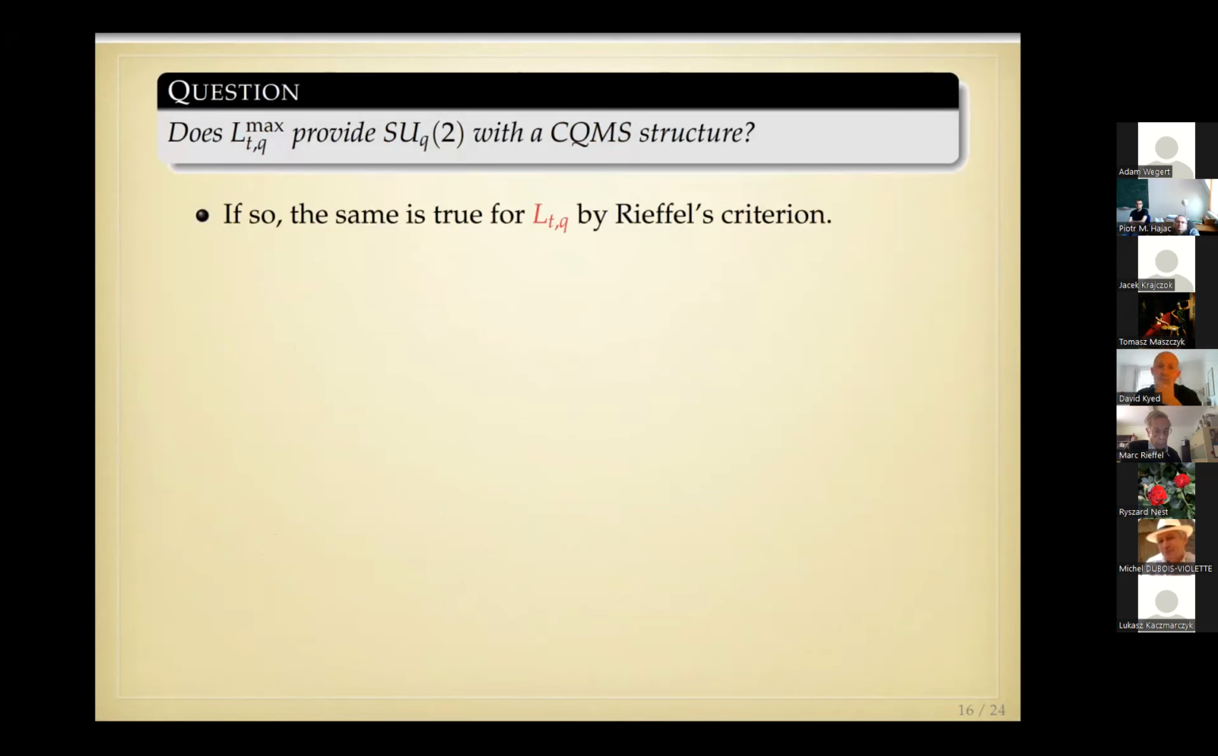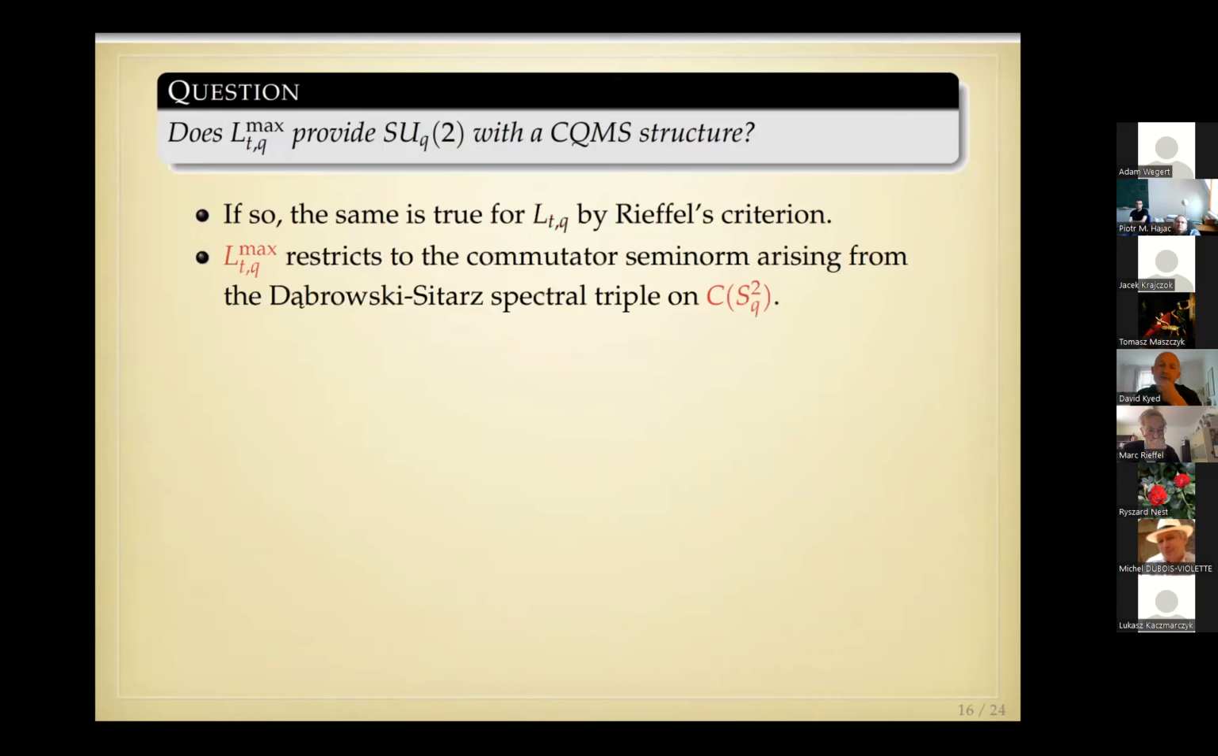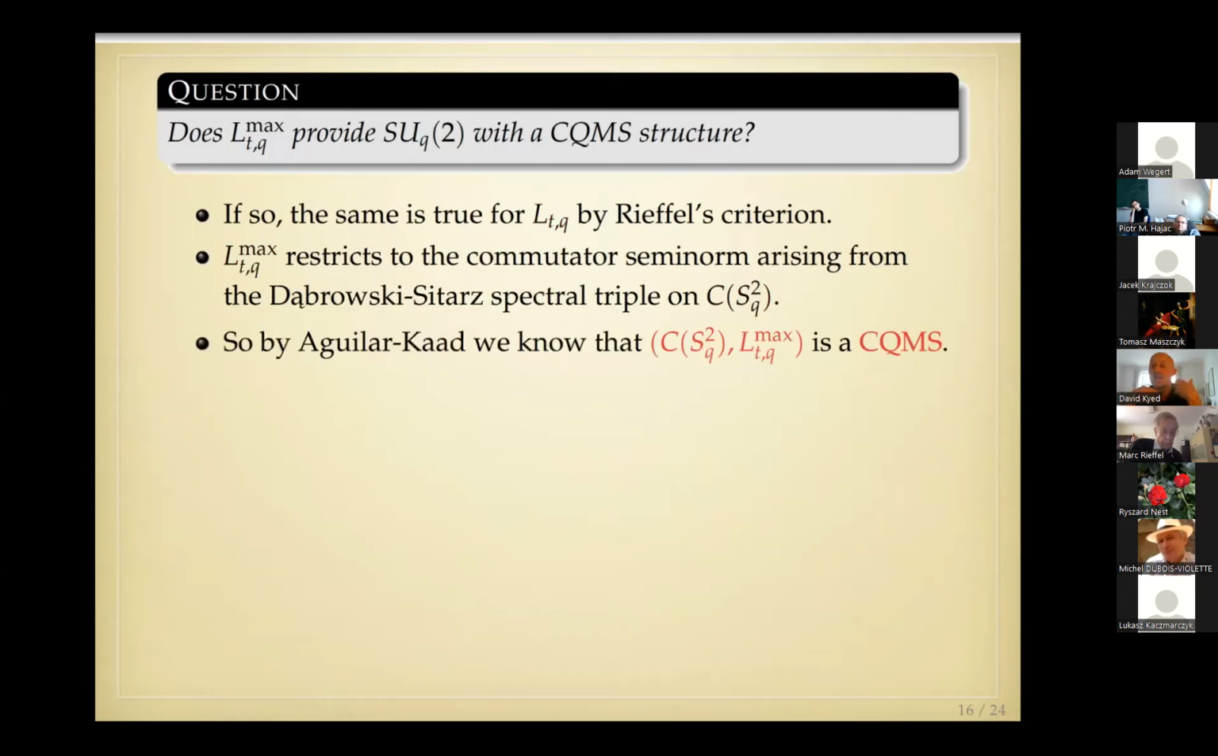So how would one go about proving such a thing? Well, what you can do is look at the restriction of your semi-norm all the way down to the Podleś sphere. And what turns out to be the case is that you recapture exactly the semi-norm coming from the Dąbrowski-Sitarz spectral triple, which means that since we know that this gives the Podleś sphere a quantum metric structure, we at least get a quantum metric subspace of my potential quantum metric space.